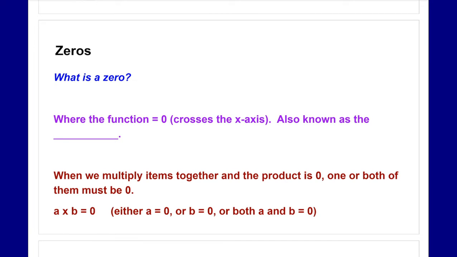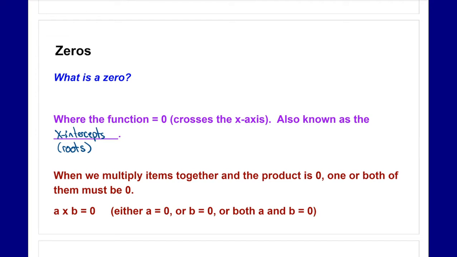So we're going to look at zeros. First, what is a zero? We did mention it previously, and a zero is where the function equals 0, or where it crosses the x-axis. So these are also known as x-intercepts. And we also learned a new word yesterday referring to them as roots.